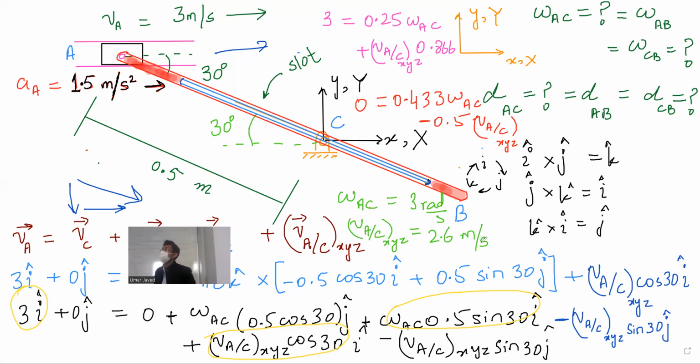Done. Clear? In an exam, I can flip the question. I will tell you that if the VA with respect to C small xyz is 2.6 and the omega is 3, give me the velocity of the piston. So far, so good. So do the acceleration for me then. Why don't you give me the alpha? And hang on. Omega AC that you have found is the same as omega AB.